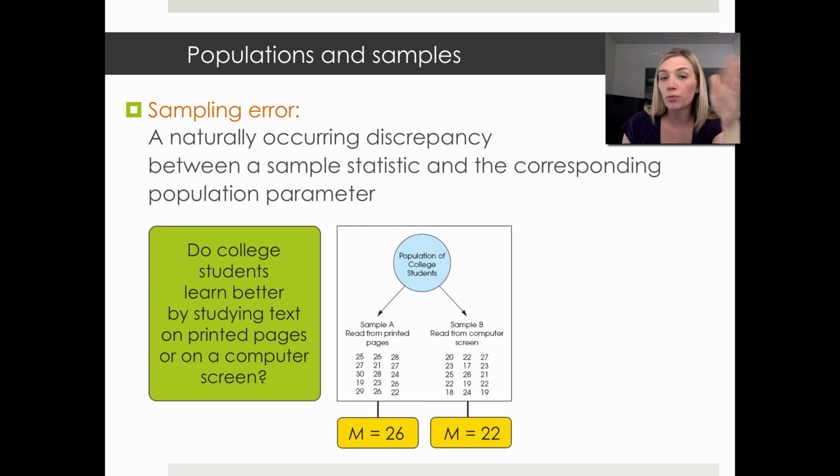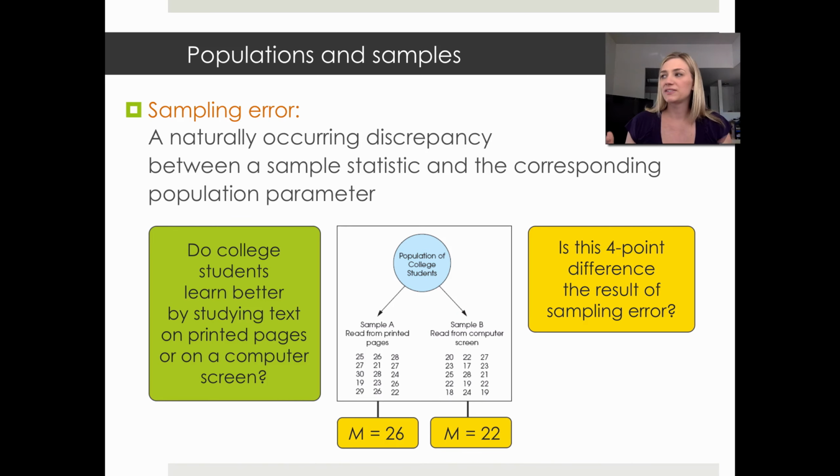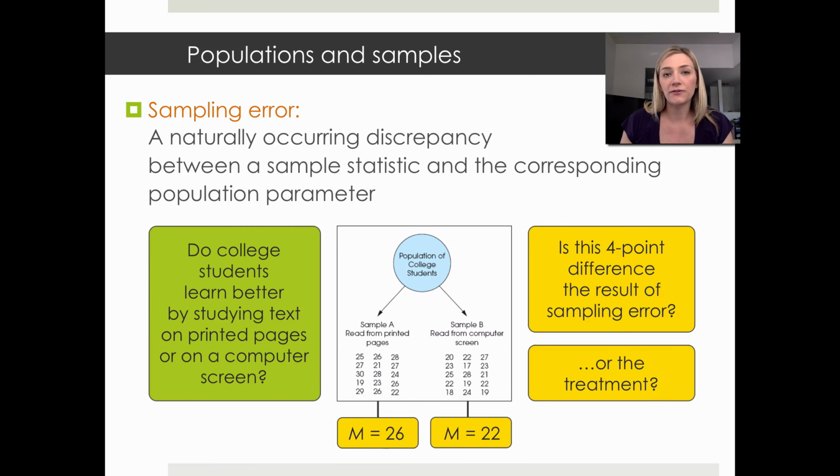So now here we have a 4-point difference, 26 versus 22. What we want to know is, is this 4-point difference the result of sampling error? Is it the result of just, there's nothing different about these two groups, except just by random luck they didn't happen to have the exact same value? Or is this 4-point difference the result of our treatment? Is it a meaningful difference, in other words, or was it just chance that these two groups didn't have the exact same score? So we're going to talk a lot more about sampling error in the future, but that is enough for now.